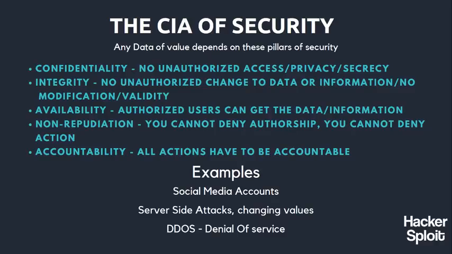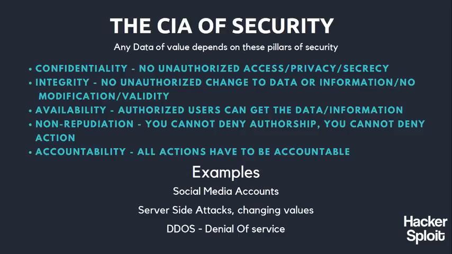Alright, so any data of value on your network, no matter the size of your network, will depend on these pillars of security. The first 3, which are the most important, and that's why we give it the CIA abbreviation, is confidentiality, number 1. That means that there should be no unauthorized access to the data or information on a network. From a black hat perspective, you're trying to attack the network to gain unauthorized access. From a white hat perspective, you're trying to defend against these attacks. So I hope you're getting that these work on both spectrums, or both sides of the page.